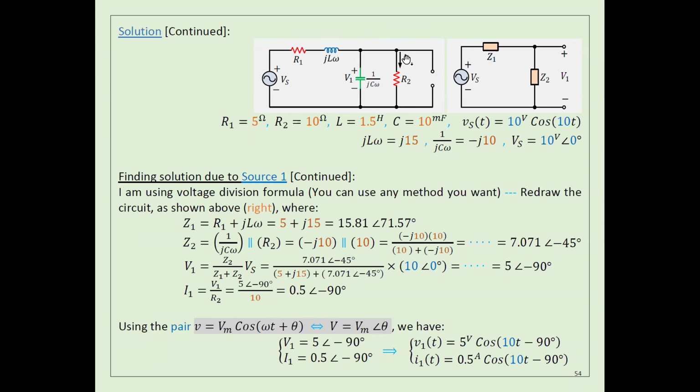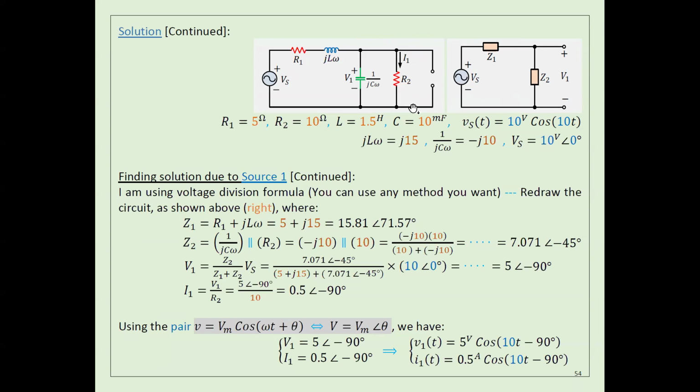Now I want to find the current here and the voltage here. The easiest way, similar to what I did before: you have only one impedance Z1, which is R1 plus j omega L, adding these two together. Also I have another impedance Z2, which is R2 in parallel with the capacitor impedance. Then you can easily find the voltage here using voltage division: VS times Z2 divided by Z1 plus Z2.